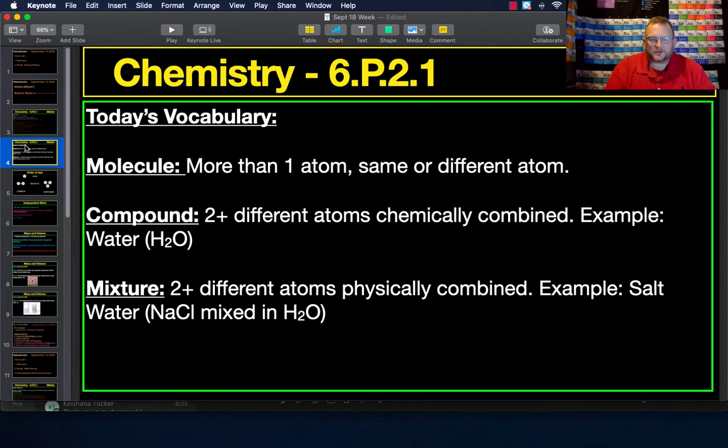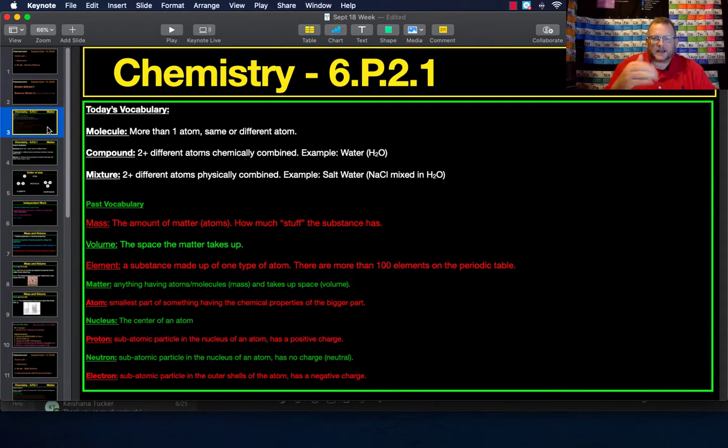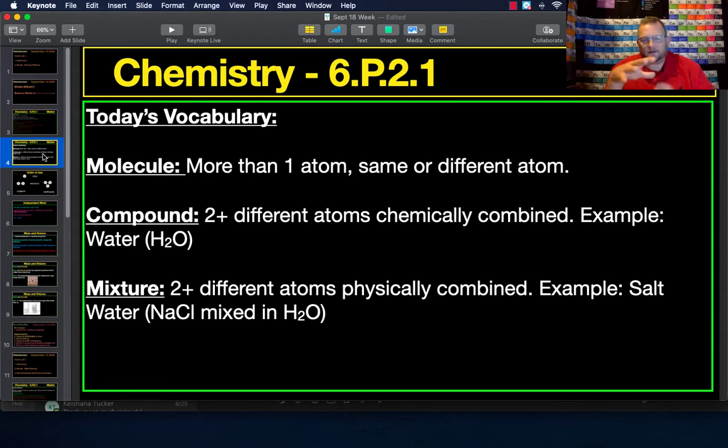So these are the 3 specifics. You'll notice this is the entire list for this week for vocabulary, and then this is just the 3 that we're going to talk about in the next few minutes. So molecules is one of the new vocabulary. It means more than one atom. It can be the same atom or a different atom. We'll talk more about that in a minute.